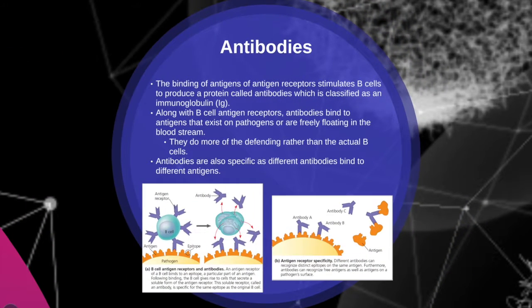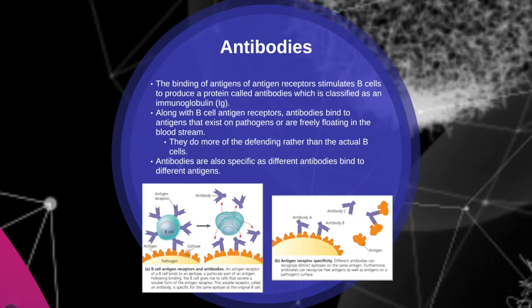Now when a B cell is stimulated, it's going to have a phosphorylation cascade, and that's going to lead to the production of a protein called antibodies, and these antibodies are classified as an immunoglobulin. And these antibodies bind to antigens that are fixed on pathogens or freely float in the bloodstream. They actually do most of the defending rather than the actual B cells.